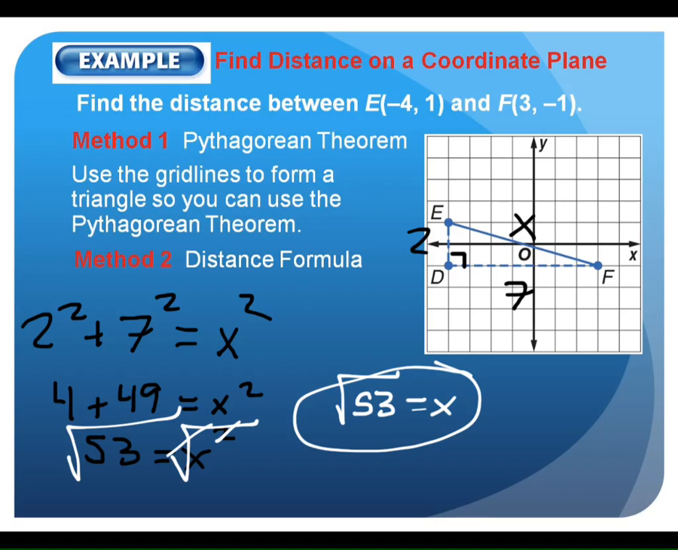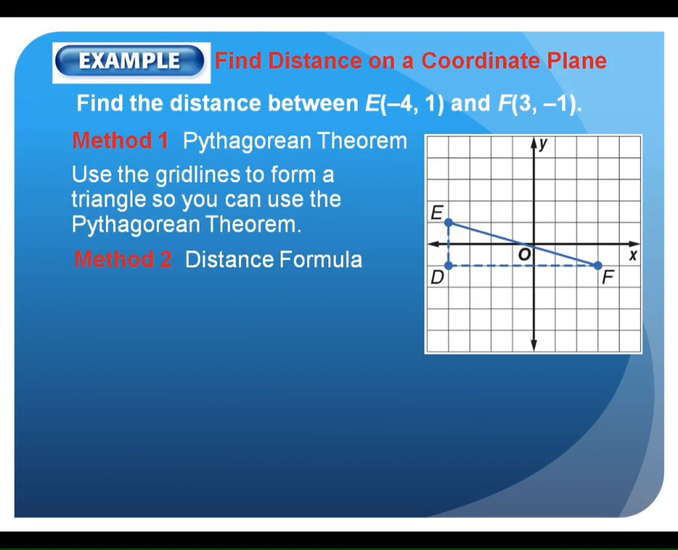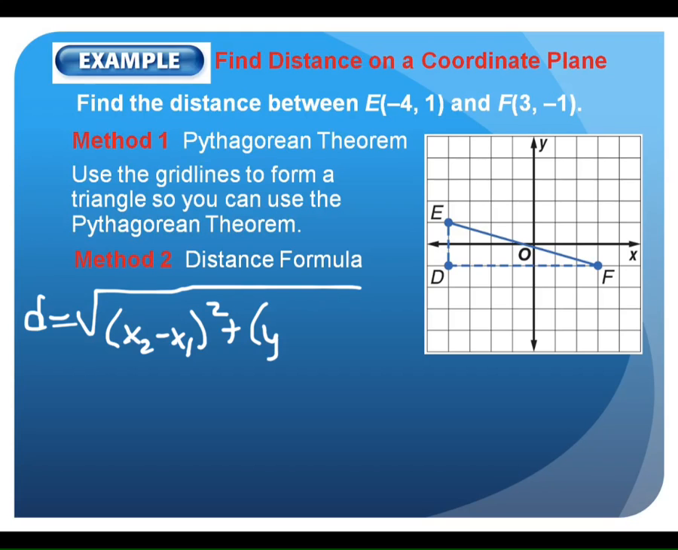So that's method 1 using the Pythagorean theorem. We made that a right triangle, and we used the Pythagorean theorem. Let's talk about method 2 using the distance formula, which we just solved. The distance formula says this: the distance from one point to another is equal to the square root of the difference of the x's and the difference of the y's.